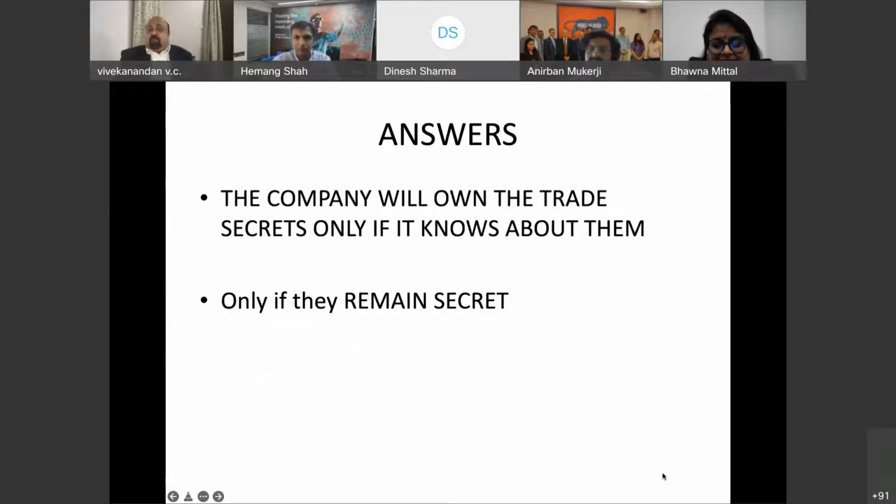So the company will own a trade secret, but only as long as it remains a secret. Many companies don't bother about trade secrets. It's very, very essential that the employee should be sensitized, right? Because the onus is on you to prove in court that you have a trade secret and that you have safeguarded it. You can't presume that everybody will understand there is a trade secret.